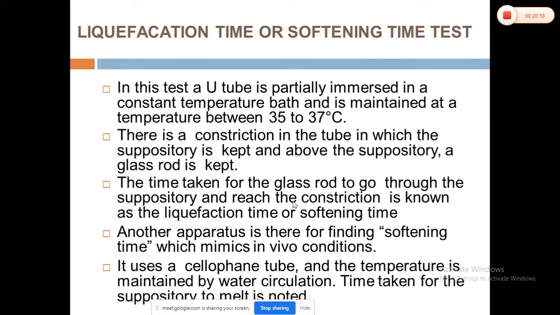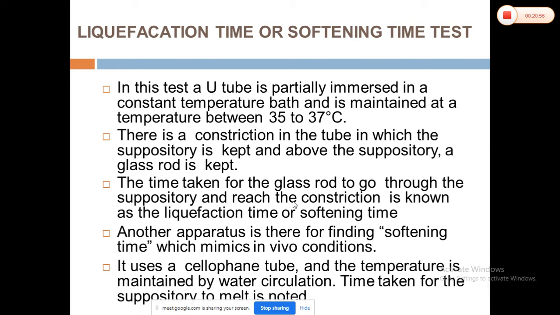Another apparatus is there for finding the softening time, which uses a cellophane tube, and the same method is used: the time taken for the suppository to melt is noted. That is called the softening time. किती वेळामध्ये तुमची सपोजिटरी सॉफ्ट होते हे तुम्हाला डिटरमाइन करायचं आहे. Obviously, same as our melting point methods. तुमचा मेल्ट कितीला होतोय, आपण मग त्याच्यामध्ये टेम्परेचर मेजर करतो, या ठिकाणी आपण टाइम मेजर करतो, which is called the liquefaction time or the softening time.